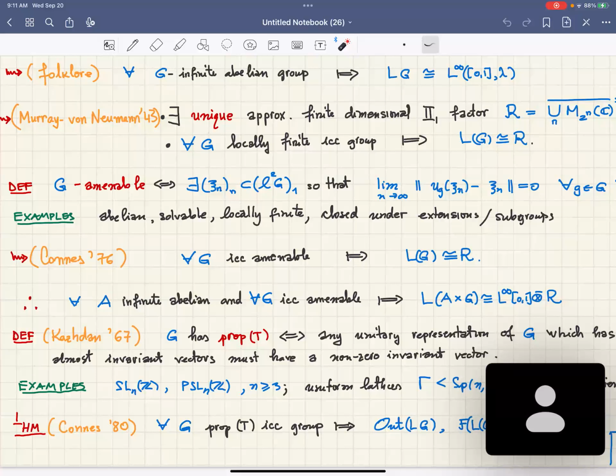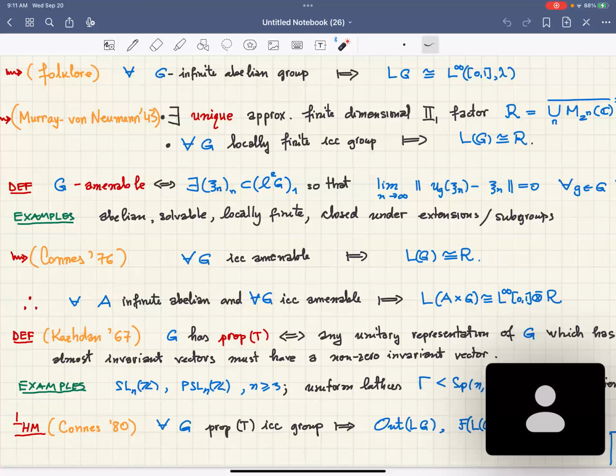You can formulate this in general, and it turns out that this is unique: you always get the same object at the end. In particular, if you start with a locally finite ICC group, so the group is a tower of finite groups, then you automatically always get a type II_1 factor which is isomorphic to this approximately finite dimensional factor. But this can be pushed even further.